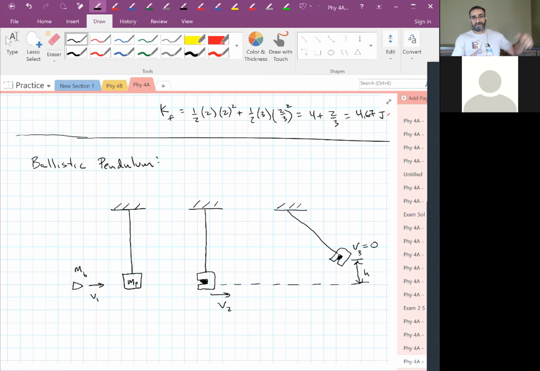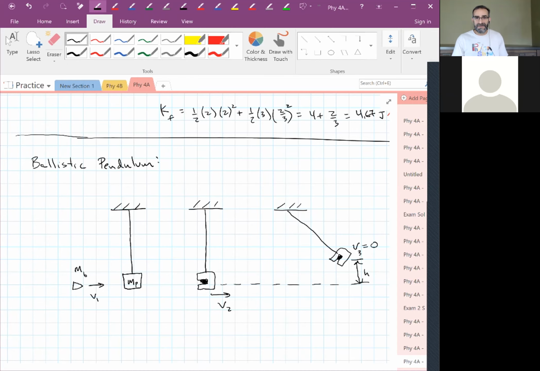I guess technically, if we could include the Earth, it moved a tiny bit, but as far as we're concerned, the Earth is an infinite mass. We can't use it in calculations like this. So we can't go from the beginning to the end using energy. We can't go from the beginning to the end using momentum.